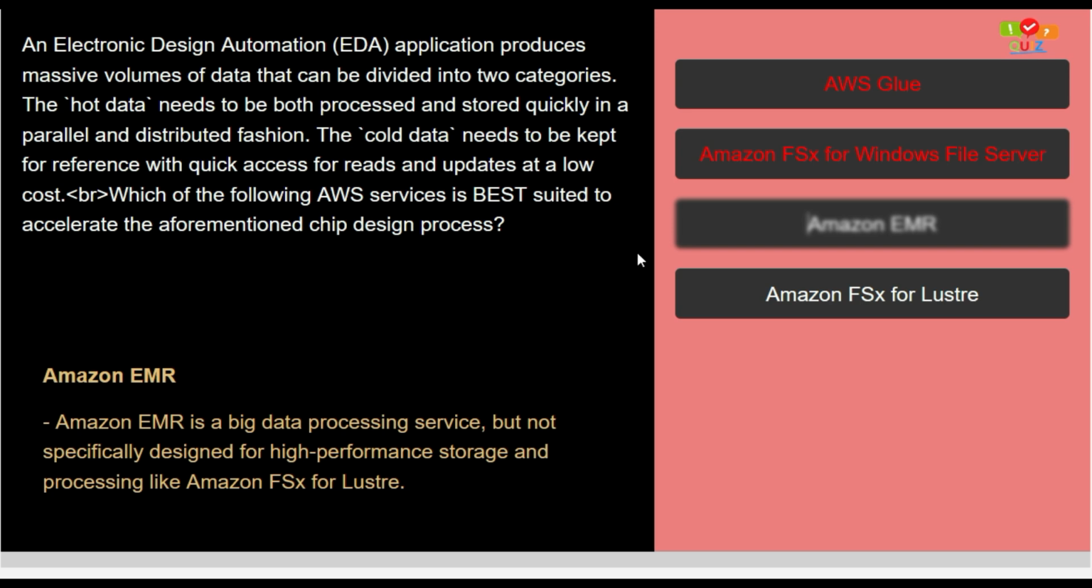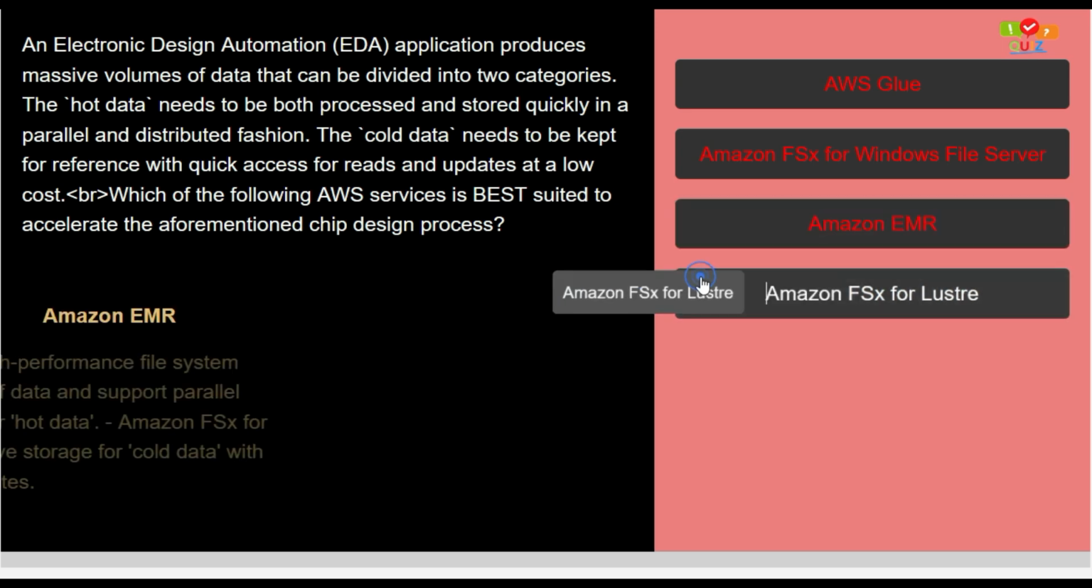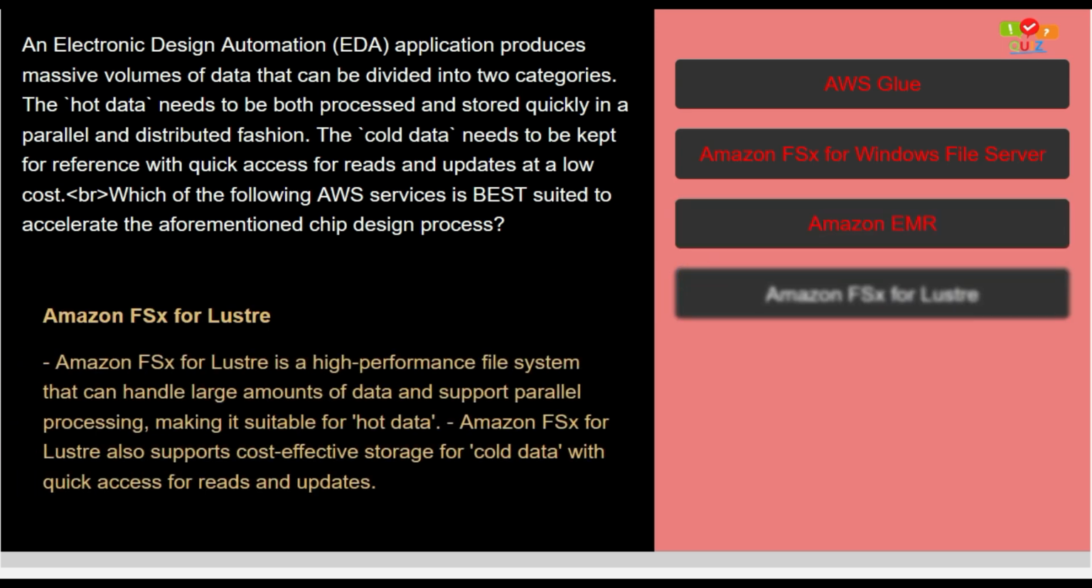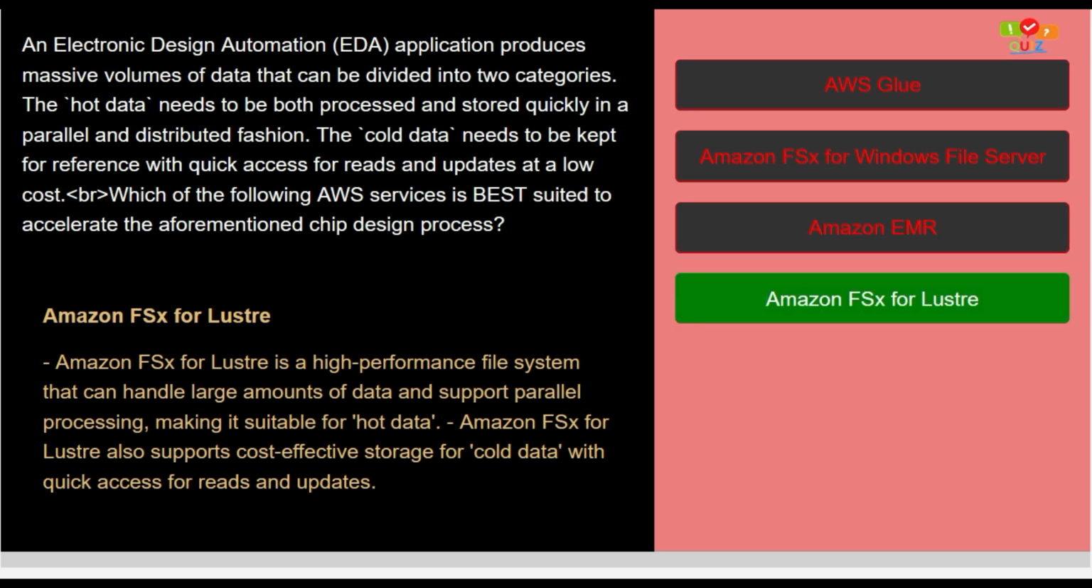Finally we come to the option Amazon FSx for Lustre, which is a high performance file system that can handle large amounts of data and support parallel processing, making it suitable for hot data. And Amazon FSx for Lustre also supports cost effective storage for cold data with quick access for reads and updates. So with this we come to a conclusion that Amazon FSx for Lustre is the correct answer, which is option 4. Right? Yes. So next question.